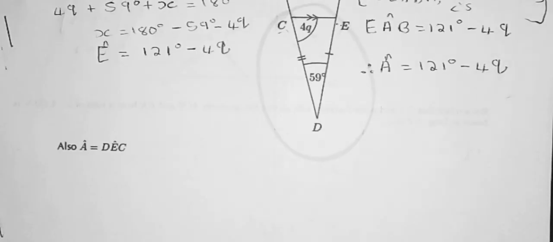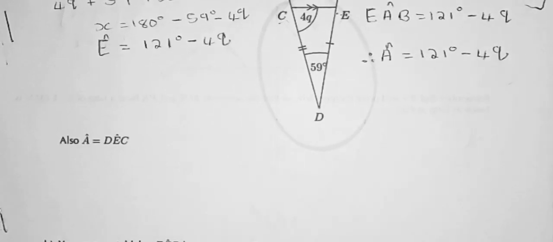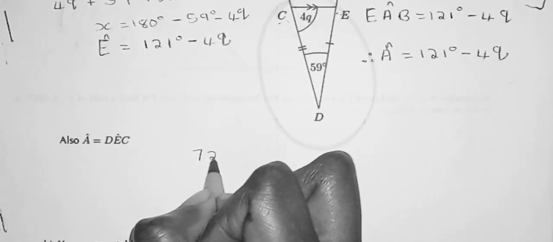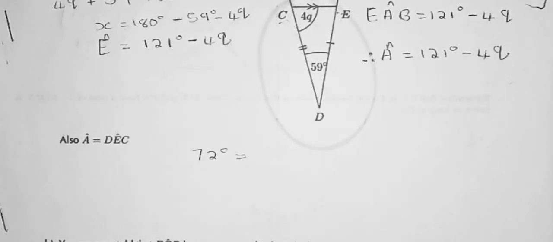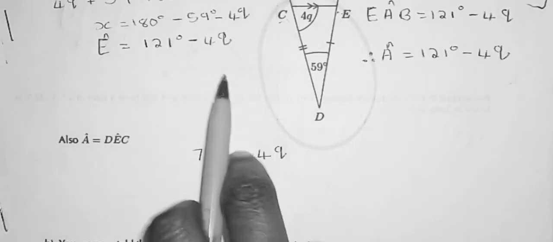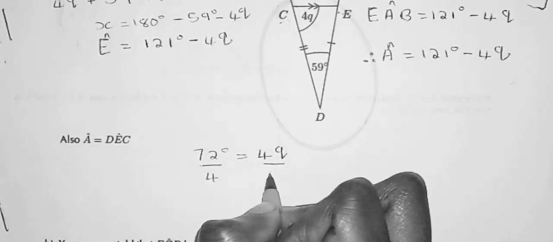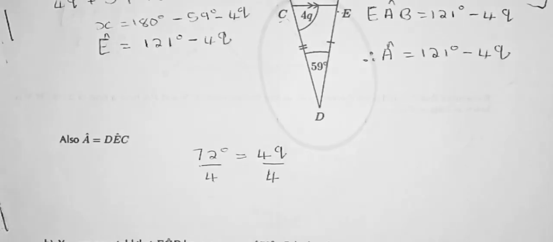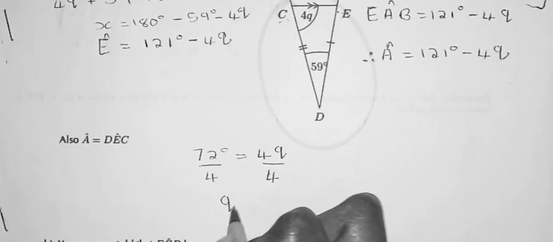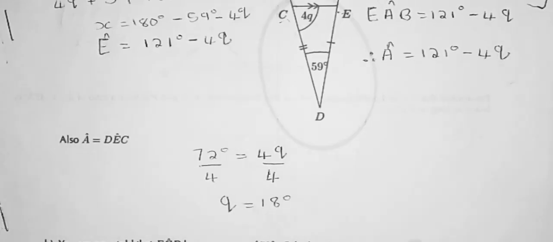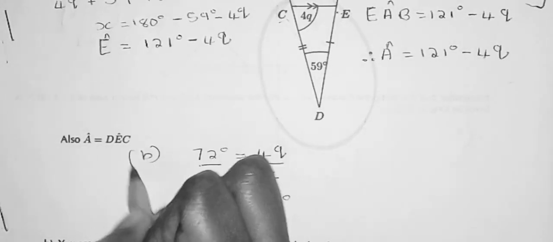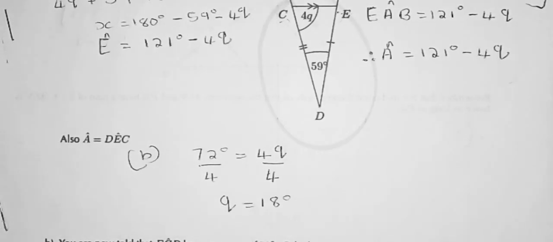So we take this 72 degrees. 72 degrees is equal to 4Q, because you need this Q. So 4 divided by 4, and 72 degrees divided by 4 gives you 18 degrees. So Q is equal to 18 degrees. And then you're done. This is the answer of your B, and you are done finding the value of Q.